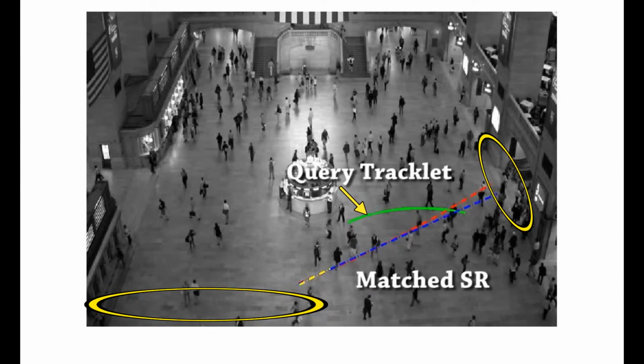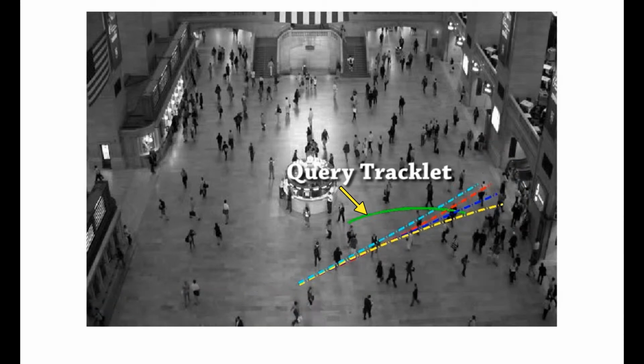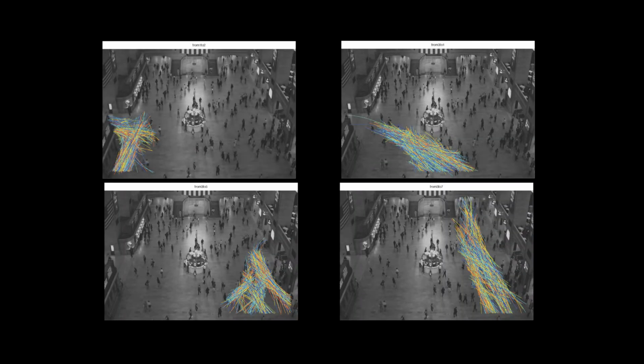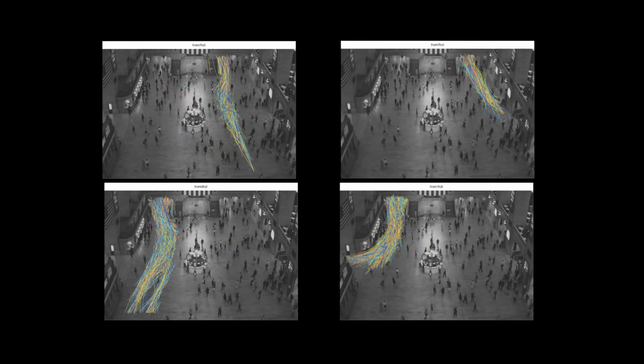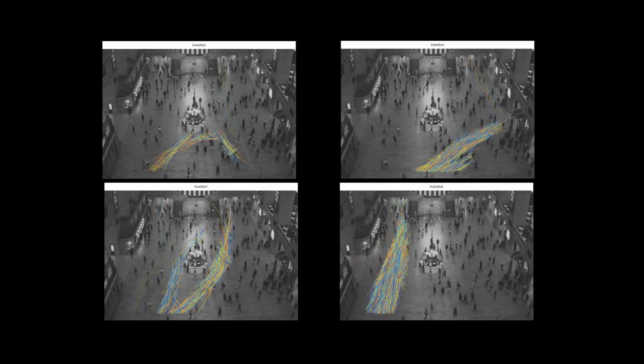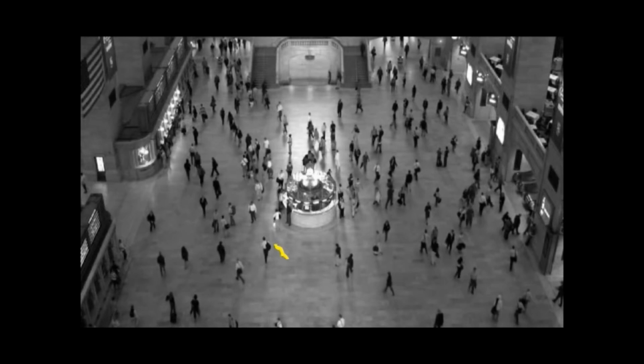The starting and ending gates are 2 and 4. We cluster all of the tracklets using the proposed method, and the results are shown here. The proposed method helps us to predict the future behavior of each pedestrian given a partial observation of the tracklet.